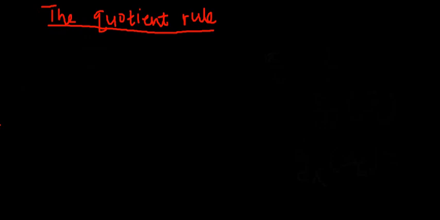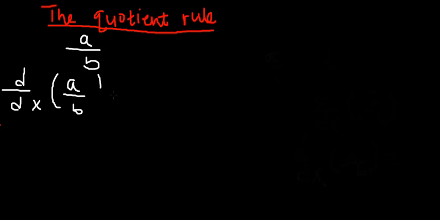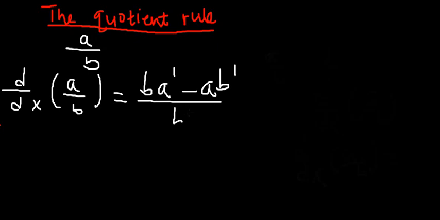So if we have a function in the form of a over b, the derivative of such a function, d over dx of a over b, will be b you multiply by the derivative of a minus a you multiply by the derivative of b, all over b squared. So that is a general formula of the quotient rule. So we can look at a few examples.